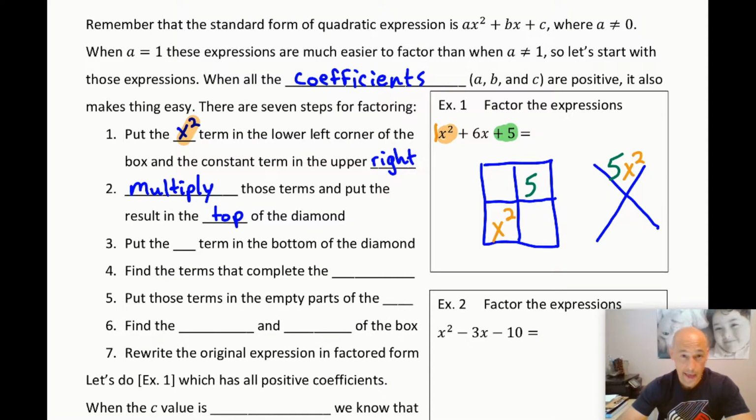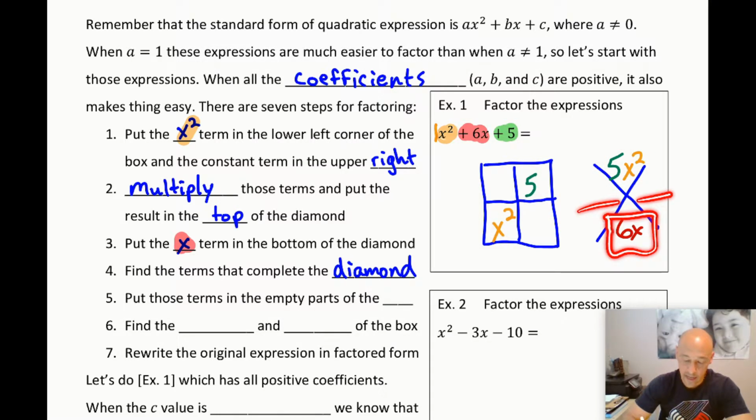Step 3: put the x term in the bottom of the diamond. So I'm going to use the red there. The 6x is going to go in the bottom of the diamond. That's step 3. Step 4: find the terms that complete the diamond. So we need to find these two terms right here that multiply together to give me 5x squared and add together to give me 6x.